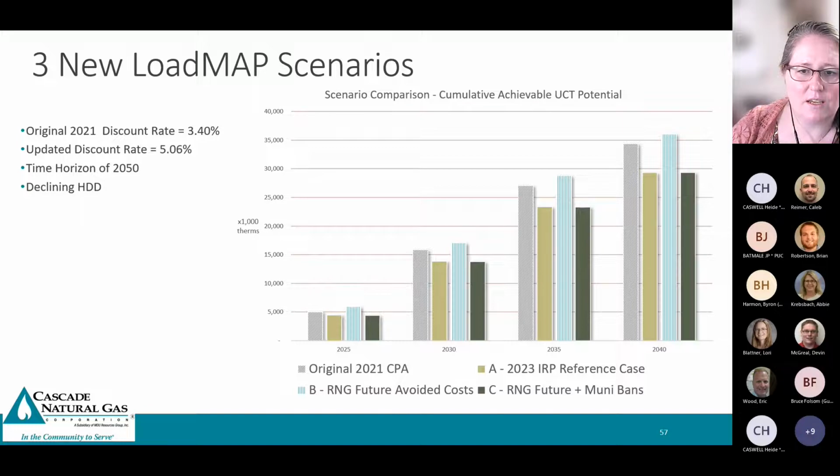And then scenario C also uses the RNG future avoided costs, but modifies the customer projections to include existing and expected local bans on new natural gas connections. This decreases the available opportunities and resulting potential significantly, resulting in overall potential similar to what we saw in scenario A, which is that updated base case, let's say, updated from that 2021 CPA.